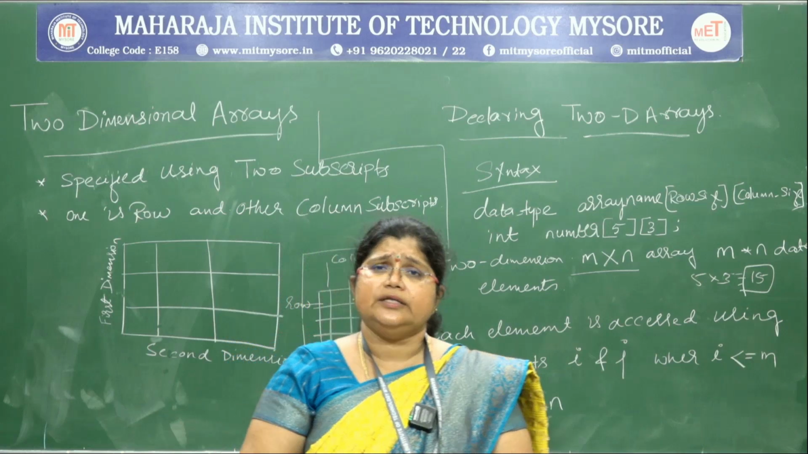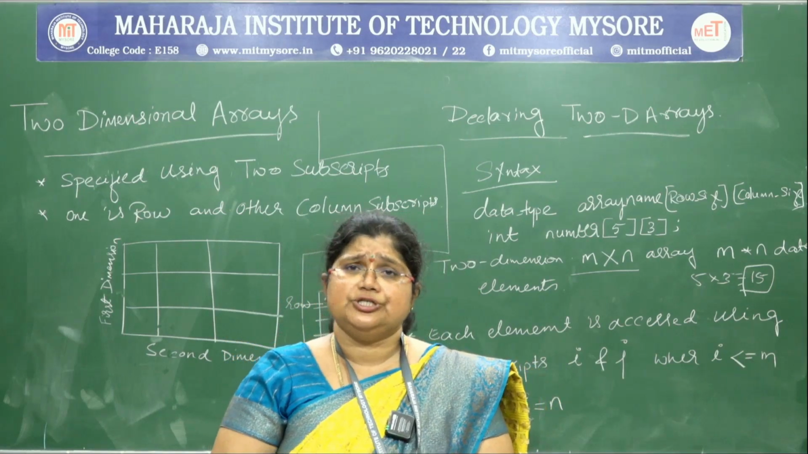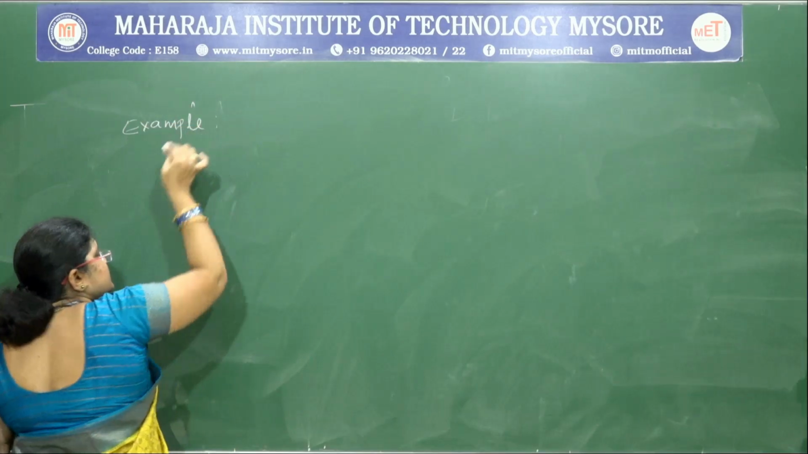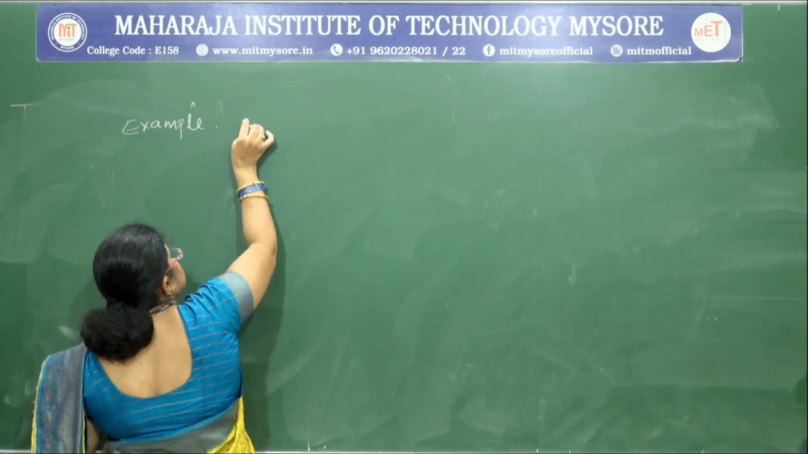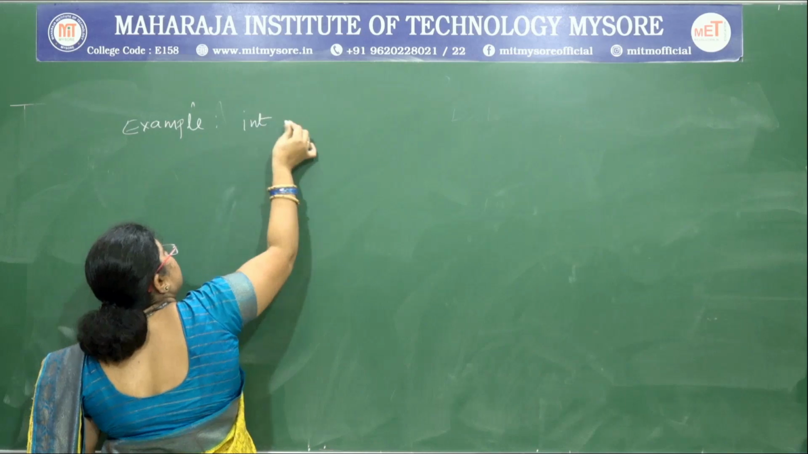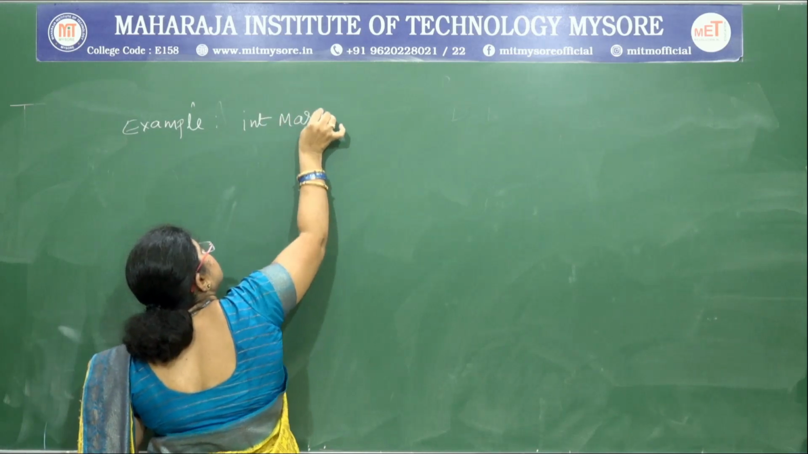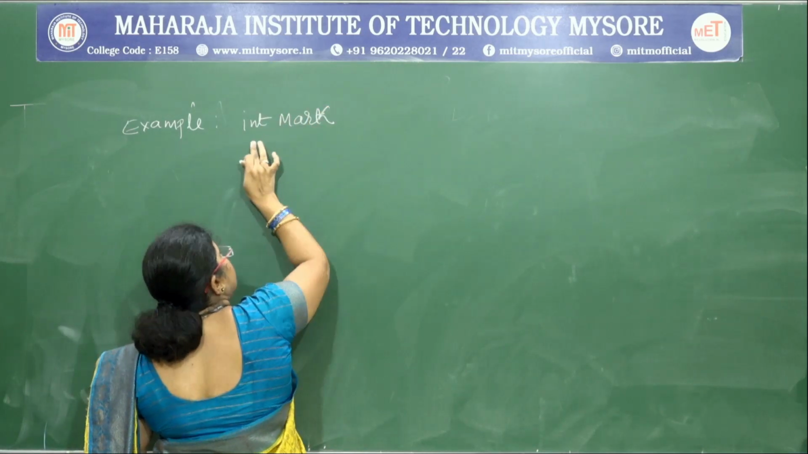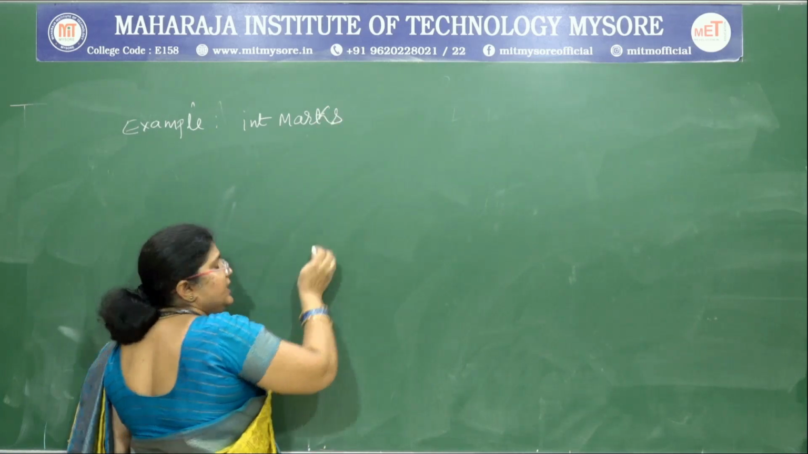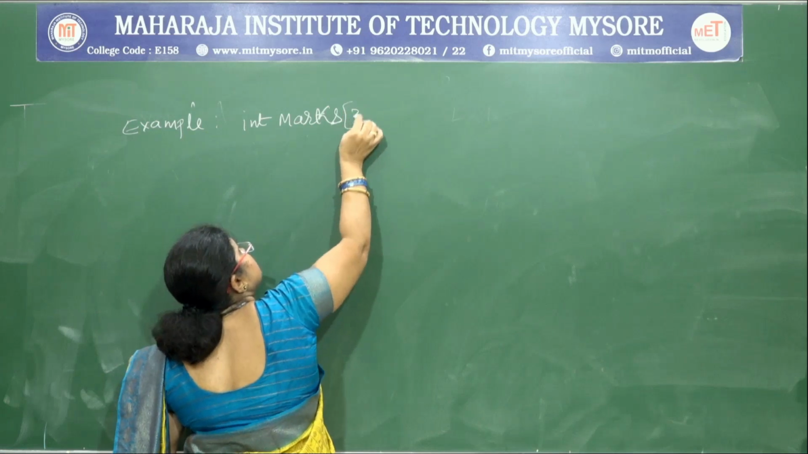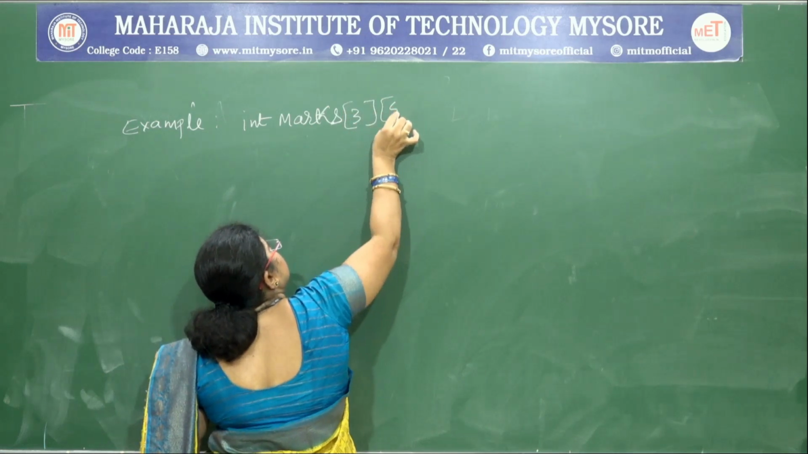Now, let us look at an example of a two dimensional array. Let us consider the declaration int marks, where int is the data type, marks is the name of the array, and the dimension is 3 cross 5.